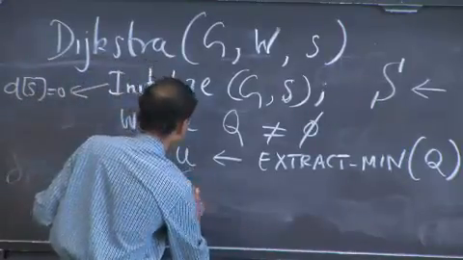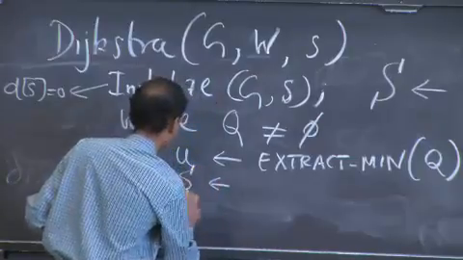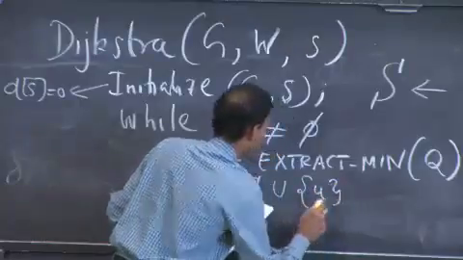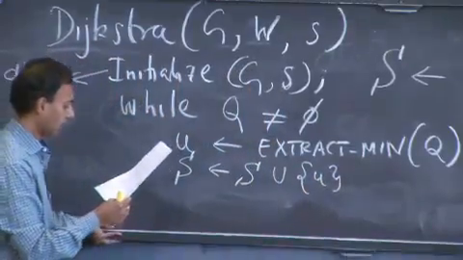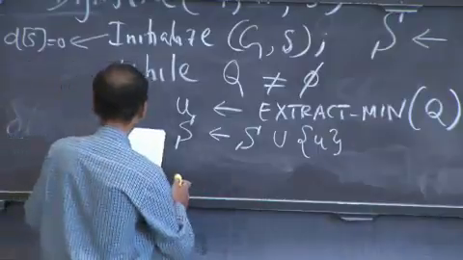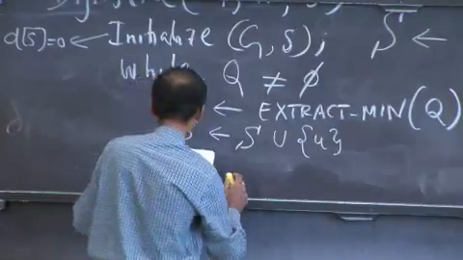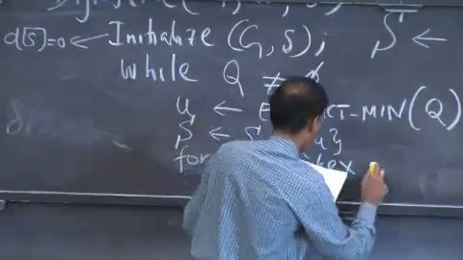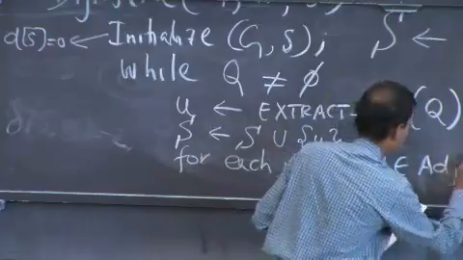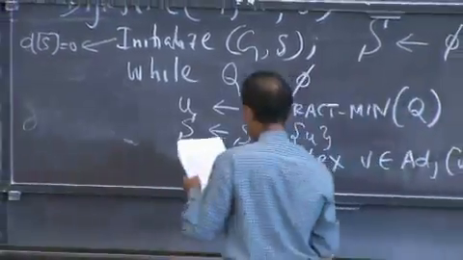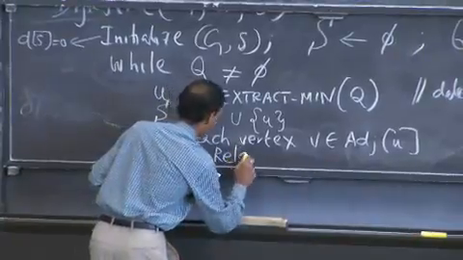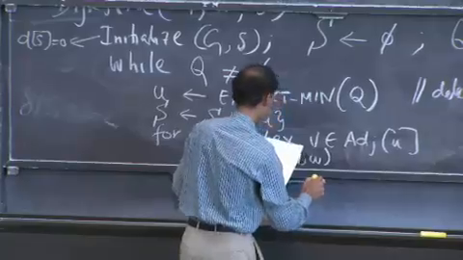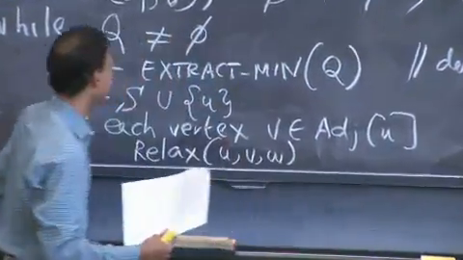And we're going to set capital S to be capital S union u. And then all we have to do is relax the edges from the vertex that we just added. So for each vertex v belonging to adjacent u, so that you can reach from u, we relax (u, v, w). All right? That's it. That's Dijkstra.